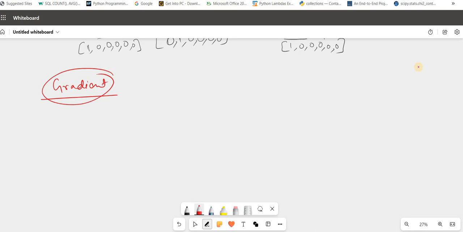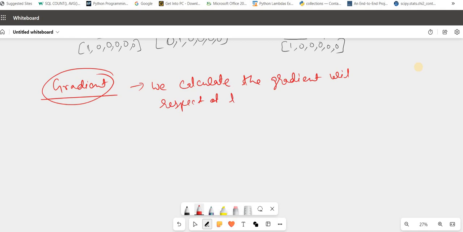So how to? So we calculate, let me write it. We calculate the gradient with respect of the trainable parameters. So trainable parameters are M and B, your weight and bias.